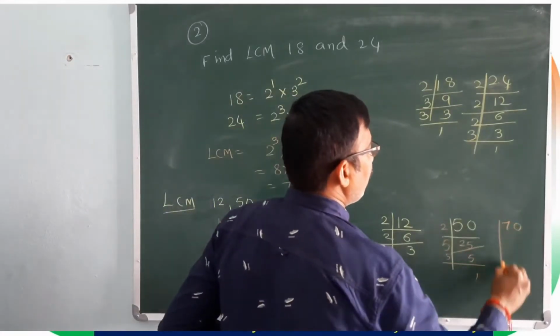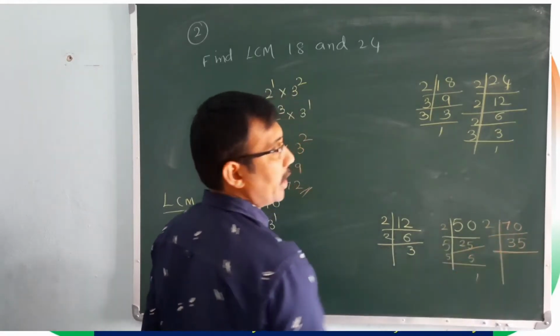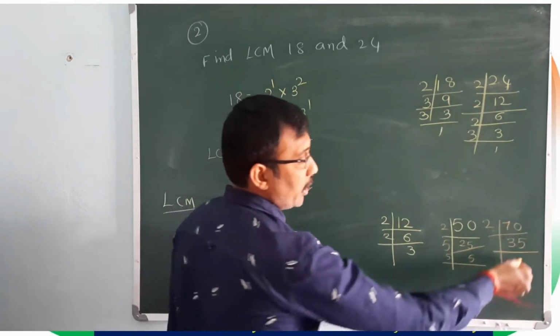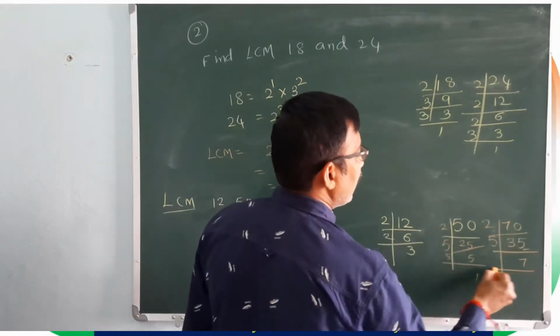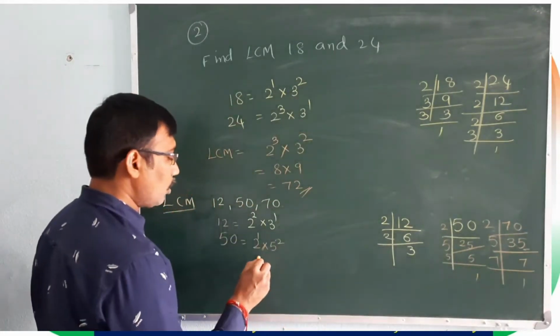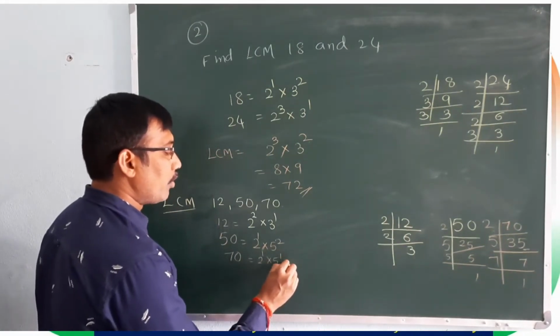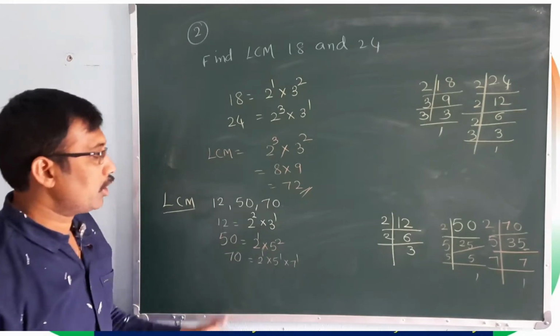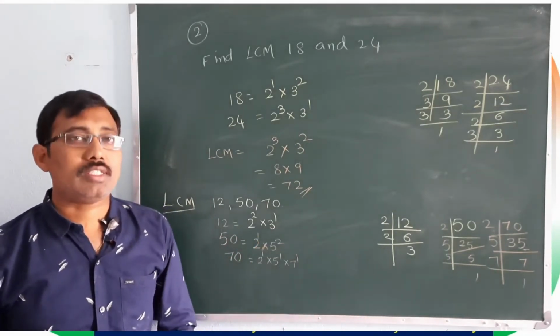70 is also an even number, divided by 2. 2 3s are, 2 5s are, 2 35s are. Quotient is 35. Next, the ones digit is 5, so this one is divided by 5. 5 7s are 35, 7 1s are 7. So 70 is equal to 2 power of 1 into 5 power of 1 into 7 power of 1. This is the method to write the prime factorization of the given number and express the powers.